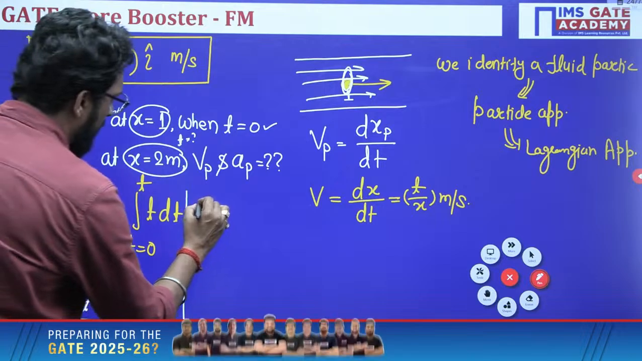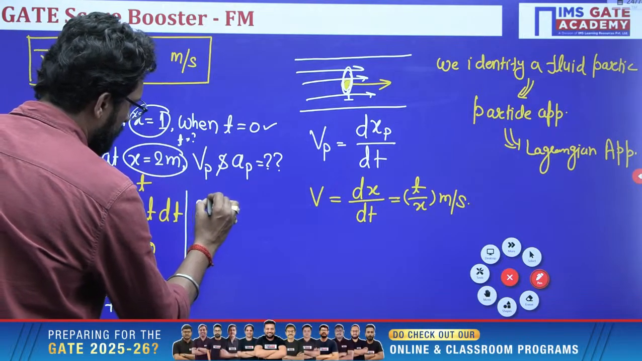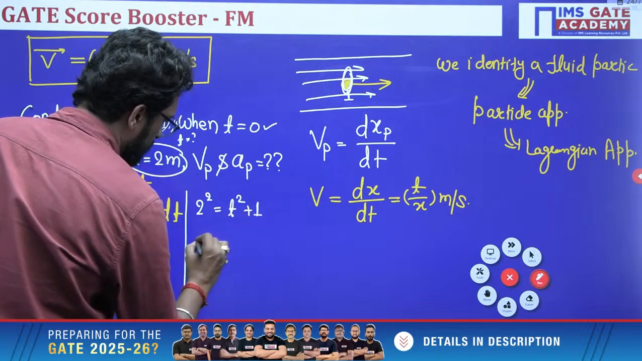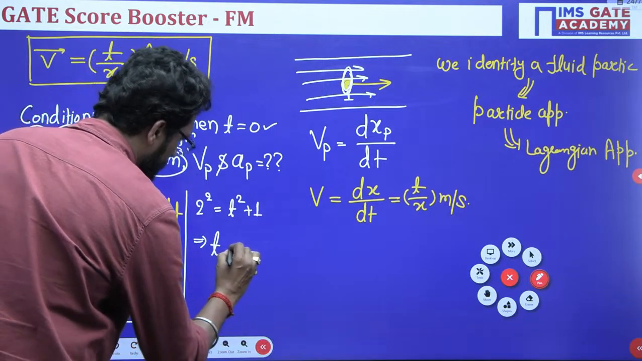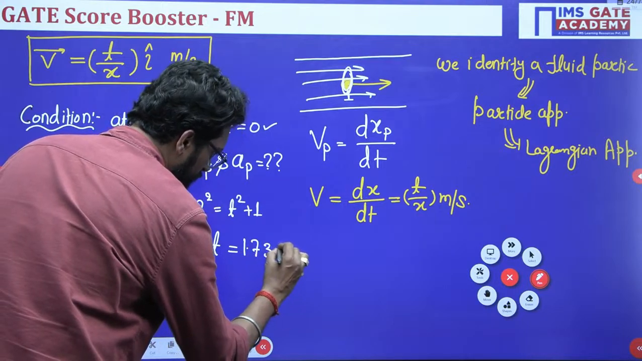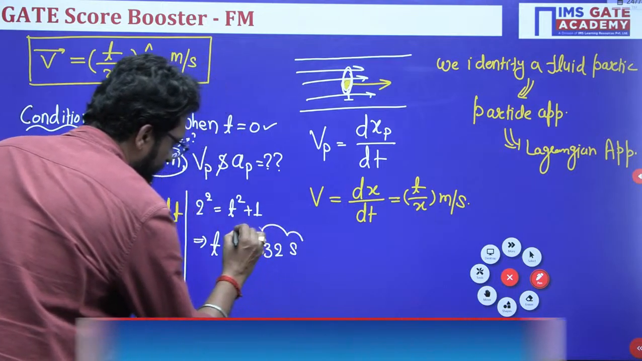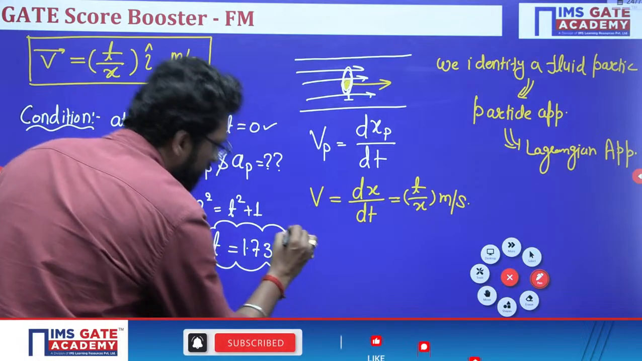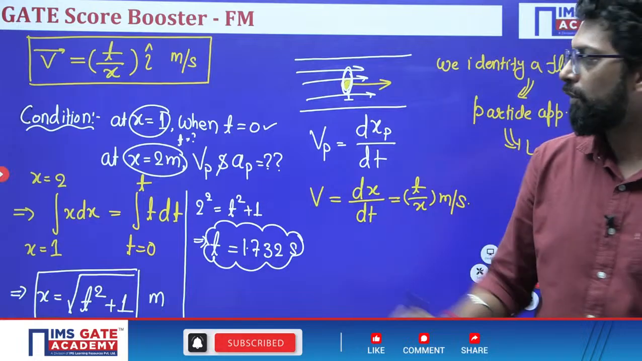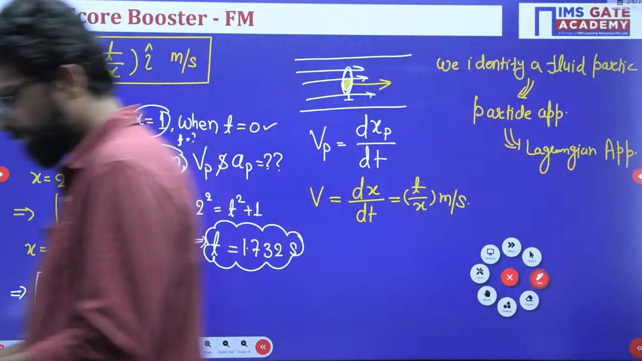So, at x equal to 2 meter, 2 square is equal to t square plus 1. If you solve this, t is equal to 1.732 second. This is the time required for the particle to move from x equal to 1 to x equal to 2. This is the time.